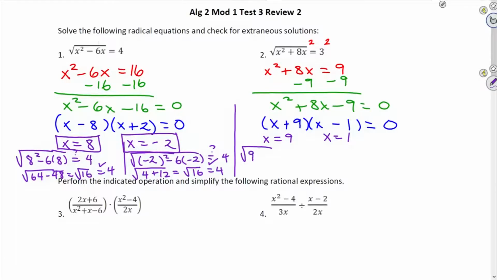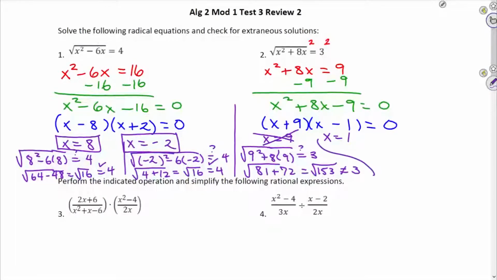I have the square root of 9 squared plus 8 times 9, and does that equal 3? Well, I get 81 plus 72 is the square root of 153, which is not 3. This is not a solution. It's an extraneous solution. It was created as I squared both sides. I added in this extra solution that doesn't actually work.